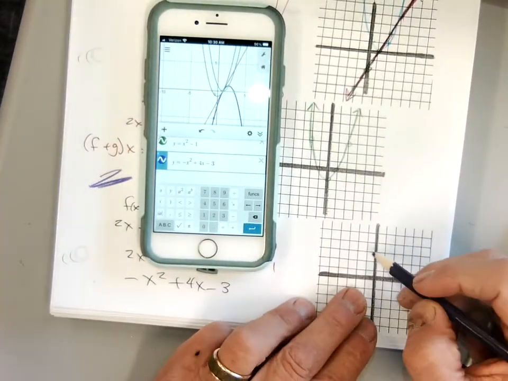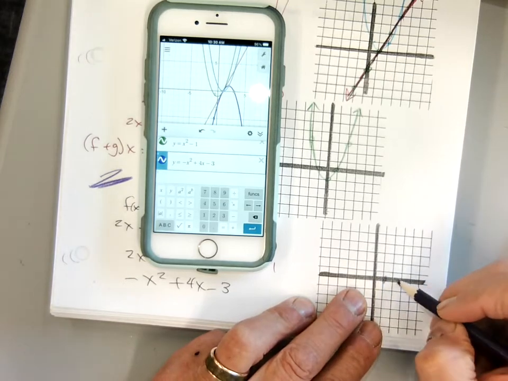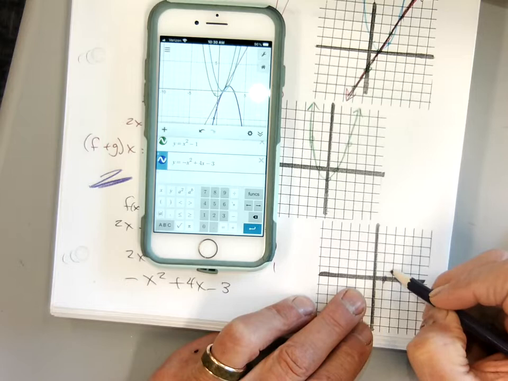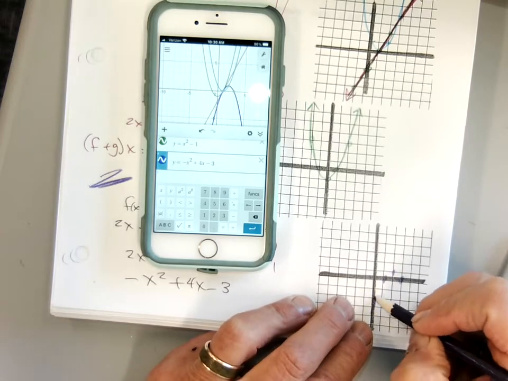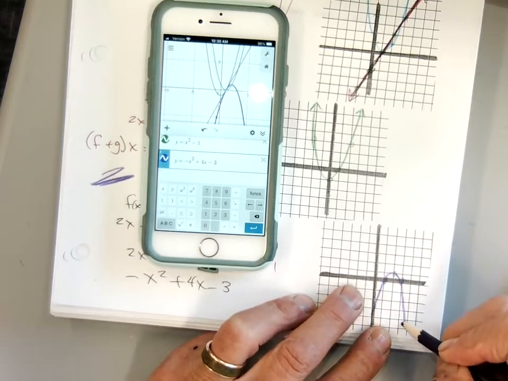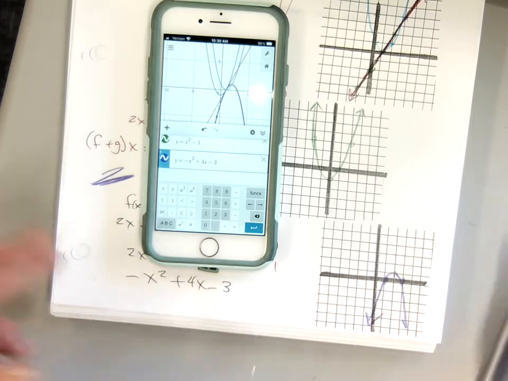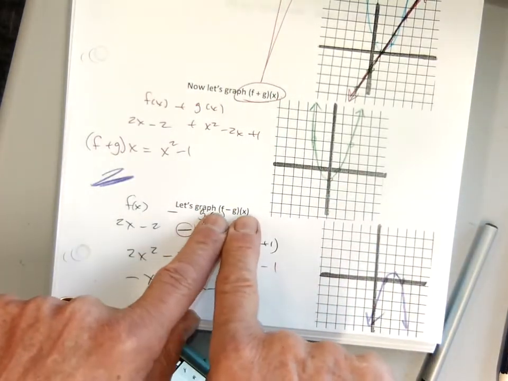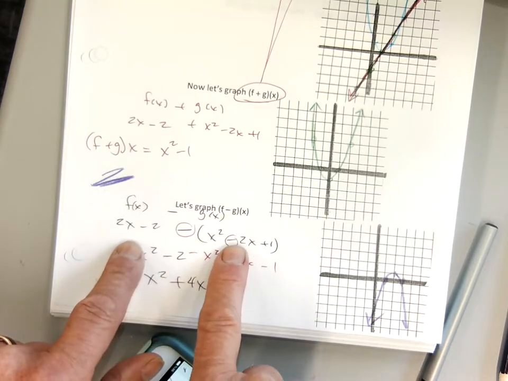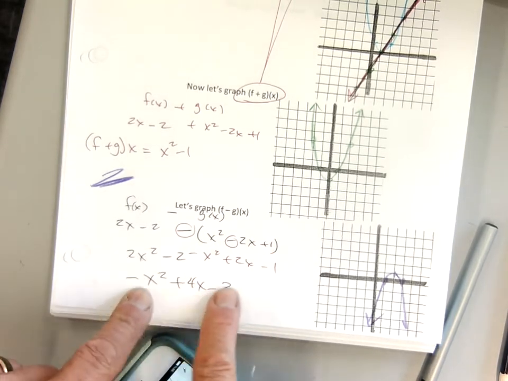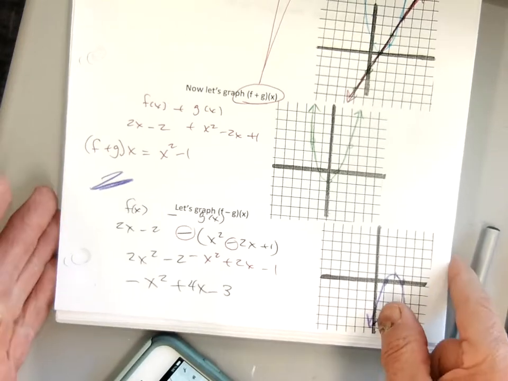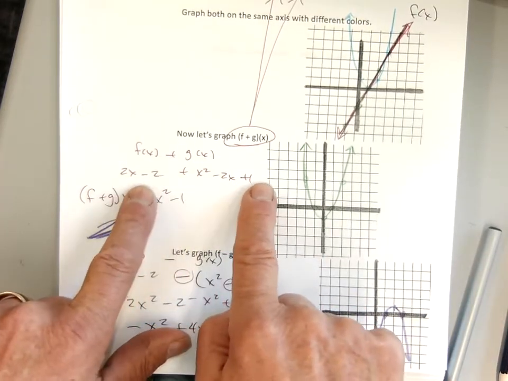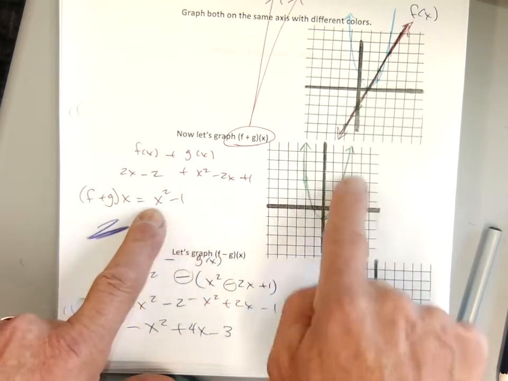Okay. Goes through there and there, and it has a vertex there. Goes through negative 3. There it is. All right. Okay, let me back up. What did I do? I subtracted the equations, f minus g, simplified it, and graphed the equation. What did I do in the first one? I added f and g, simplified it, and graphed the equation.